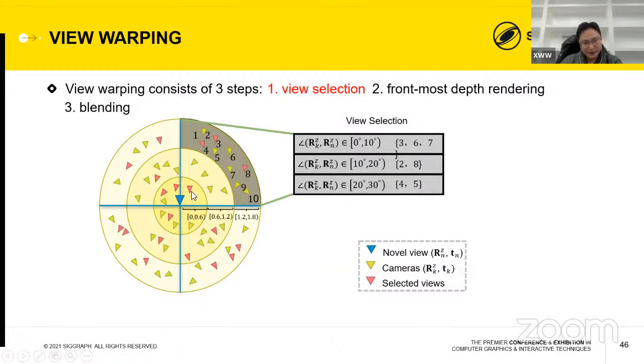Here is a visualization. We intentionally separate the space surrounding the current virtual viewpoint into different regions, and we also put the already selected views in the previous frame in these regions, so that we can reduce the sudden change of the selected viewpoints for the view blending to improve the temporal coherence.